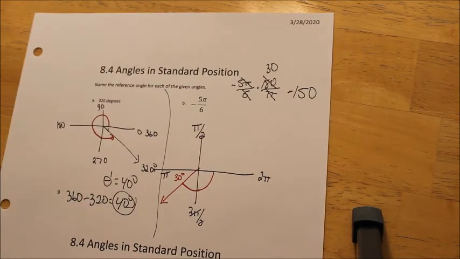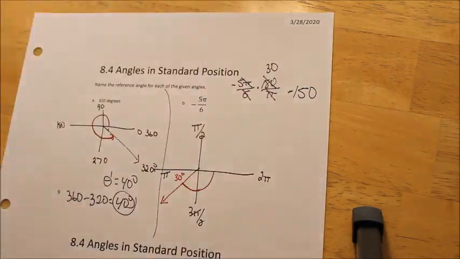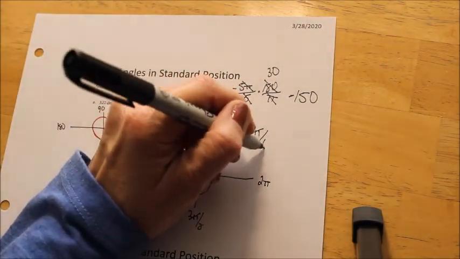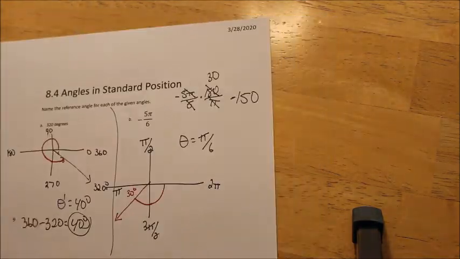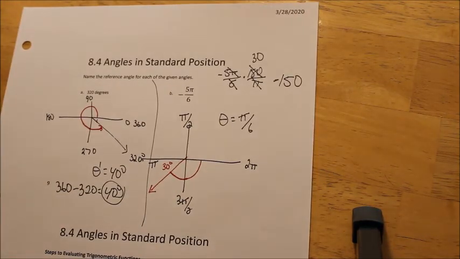Well, what is 30 degrees as a radian? Remember, 30 degrees is pi over 6. So my reference angle is going to be pi over 6. So when you have a negative degree, personally, I wouldn't use the formula.